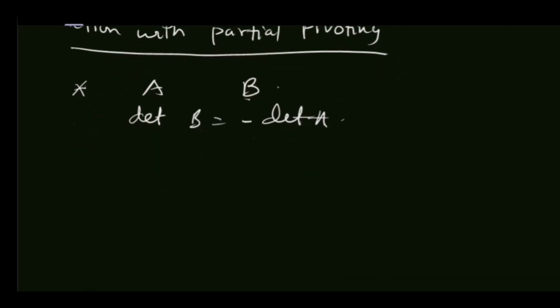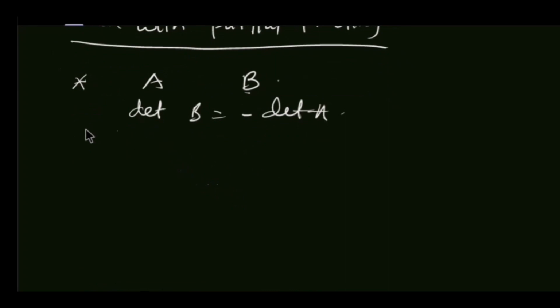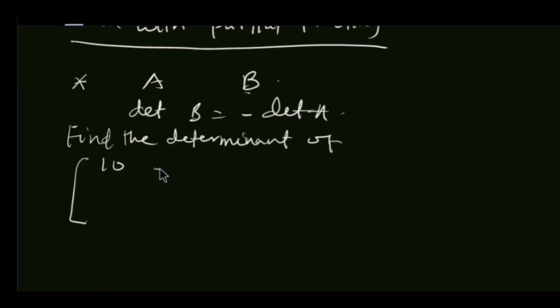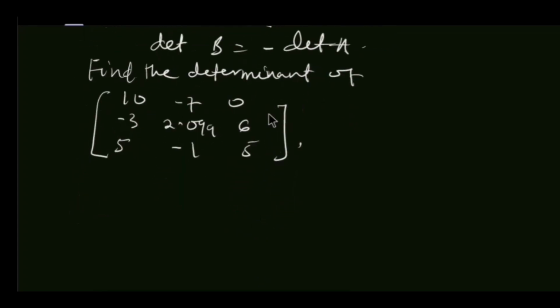So I have a problem here for us to solve. It's saying find the determinant of the matrix 10, negative 7, 0; negative 3, 2.099, 6; 5, negative 1, 5. So I'm to find the determinant of this matrix using Gaussian elimination with partial pivoting.